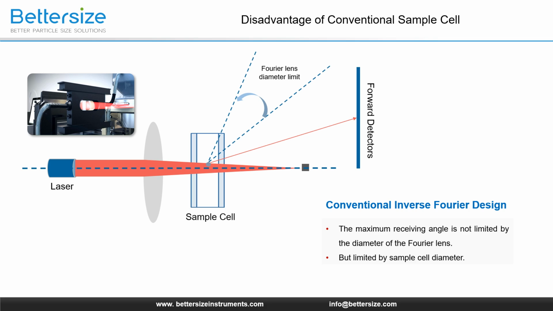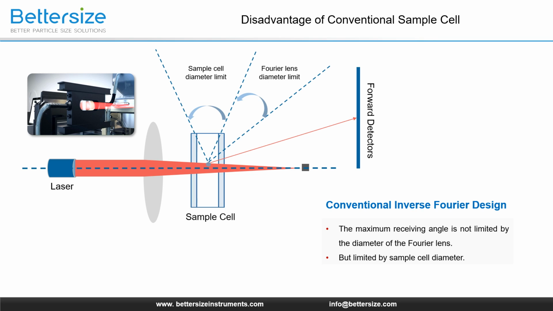One is the Fourier lens diameter limitation. The smaller the lens, the less scattered light can be converged by the Fourier lens. But the inverse Fourier design does not have this problem, since it doesn't need to focus the forward scattered light in this optical setup. However, another limitation, the diameter of the sample cell, indeed exists.